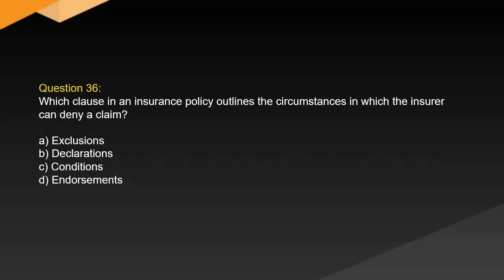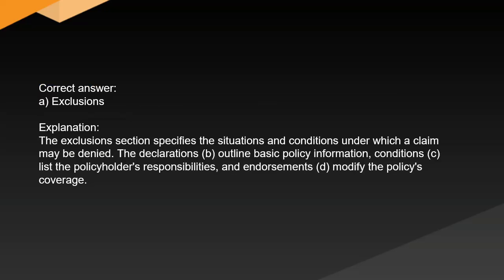Question 36. Which clause in an insurance policy outlines the circumstances in which the insurer can deny a claim? A. Exclusions. B. Declarations. C. Conditions. D. Endorsements. Correct answer. A. Exclusions. Explanation. The exclusions section specifies the situations and conditions under which a claim may be denied. The declarations, B, outline basic policy information. Conditions, C, list the policyholder's responsibilities. And endorsements, D, modify the policy's coverage.